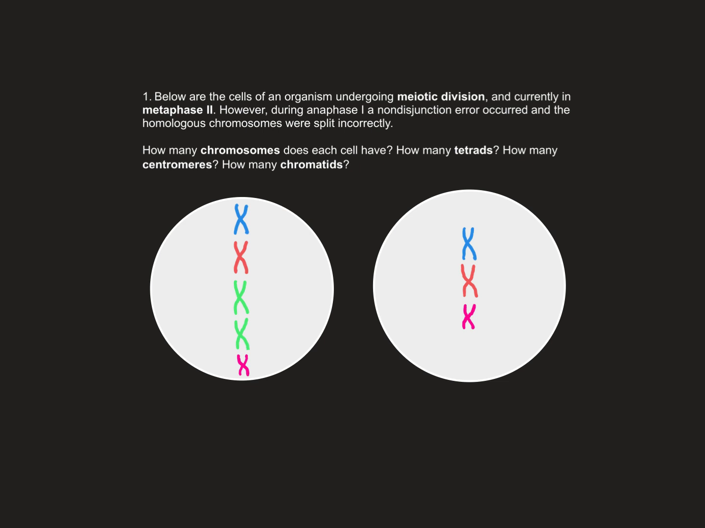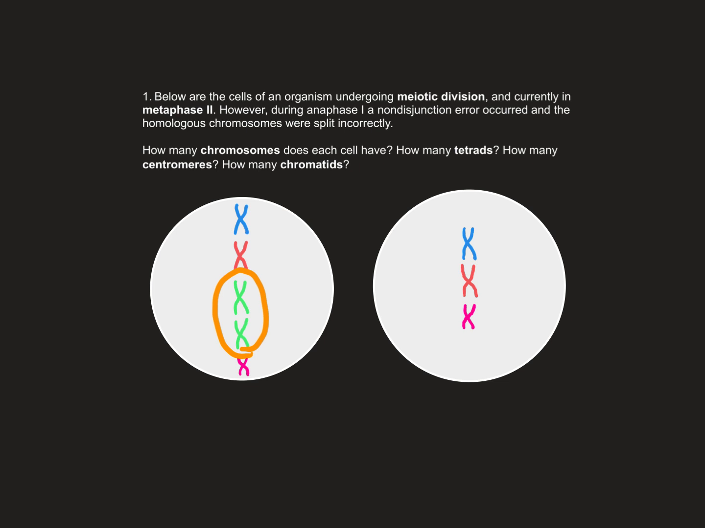Now, what is a nondisjunction error? A nondisjunction error is when homologous chromosomes or sister chromatids, and in our case, it's homologous chromosomes, fail to segregate during anaphase, and so both homologous chromosomes are pulled to one side of the cell and so are found only in one of the two daughter cells. And in this case, we can see that with our two green chromosomes right there.